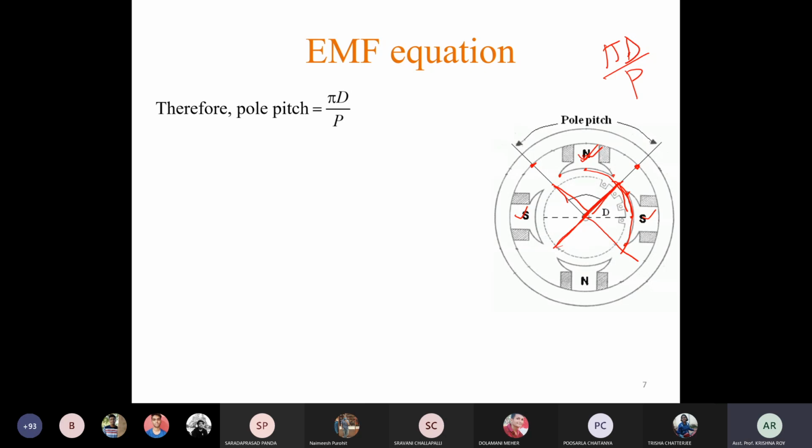Is it clear to everyone what is this pole pitch and how to calculate it? Yes, sir.